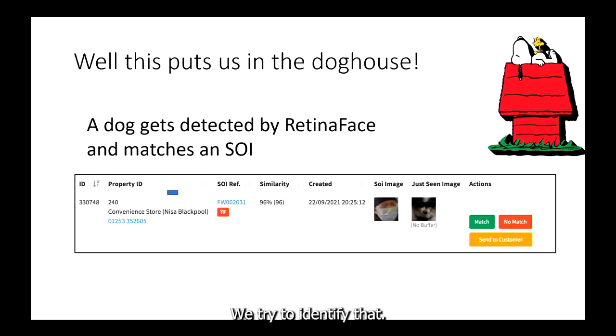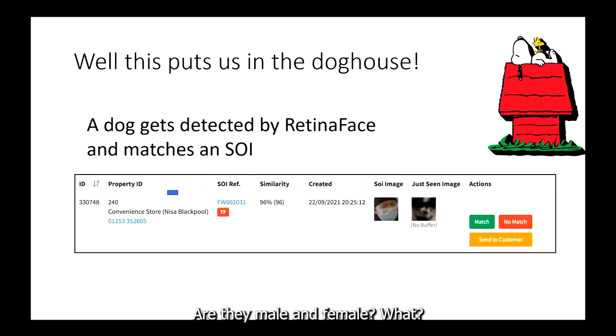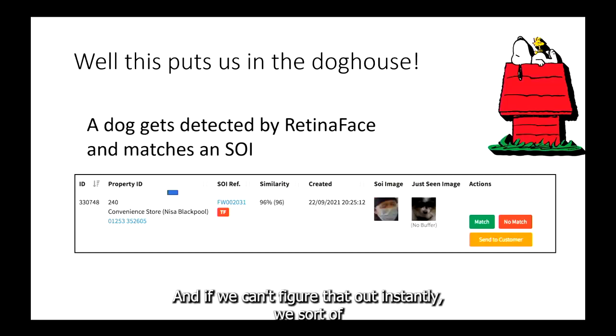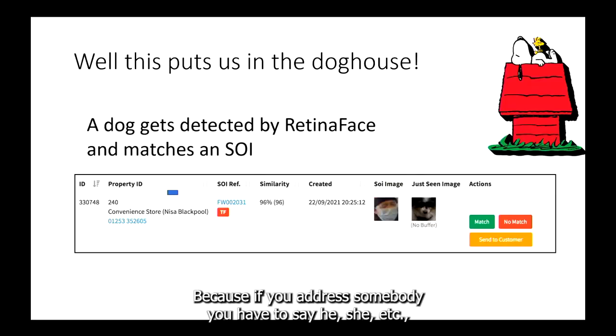We try to identify that, without names or anything else, we look at somebody to say, are they male, are they female, what's their age, etc., before anything. And if we can't figure that out instantly, we sit there puzzling for a very long time trying to figure out what we should do, because if you address somebody you have to say he, she, etc., or they'll get very upset, and you have to get that right.